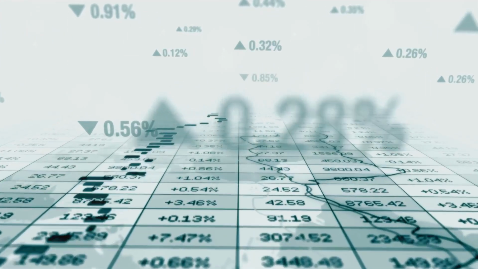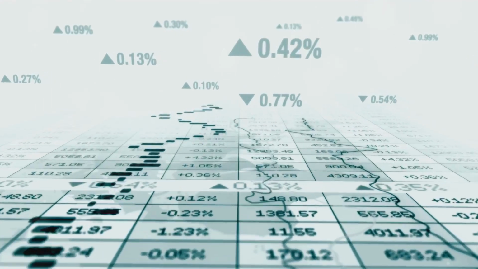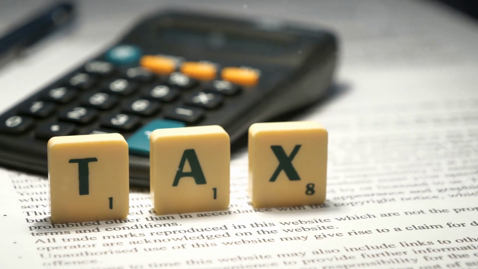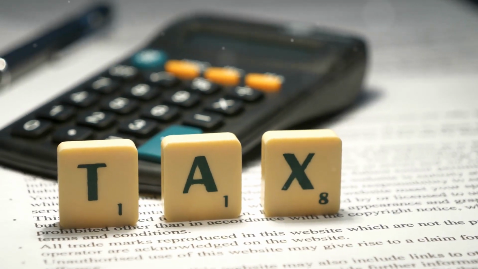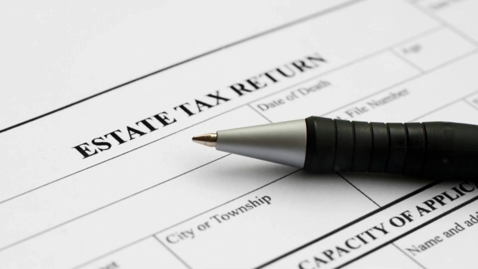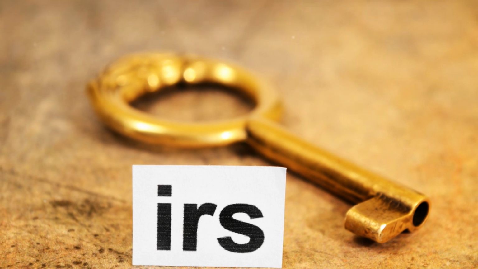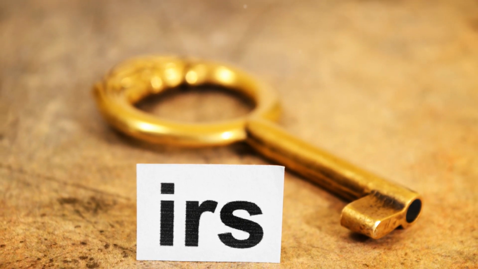Inherited assets have a tax basis equal to their fair market value at the decedent's death. This stepped-up basis can reduce capital gains taxes when the inherited asset is sold. However, income in respect of a decedent, or IRD, assets, like IRAs and annuities, do not receive a stepped-up basis and are fully taxable upon distribution.